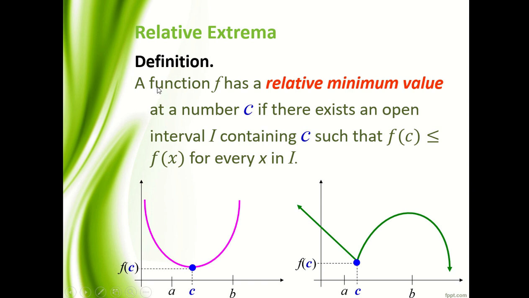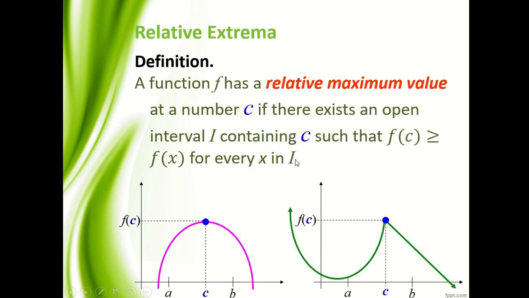Another definition is that a function f has a relative minimum value at a number c. So this is our c, and also this one is our c, if there exists an open interval I containing c, so these are open intervals from a to b that contain c as well as here, such that f of c is less than or equal to f of x for every x in I.